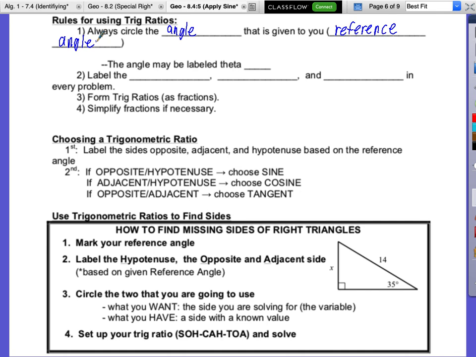Now the angle might be labeled theta at times. That's a new symbol for most of us, if not all of us. Theta is a variable we commonly use for angles in math, and usually only for angles. It's a Greek letter, they're going to ask. But in math, it's often used as a variable specifically for angles. Kind of like pi, but for angles.